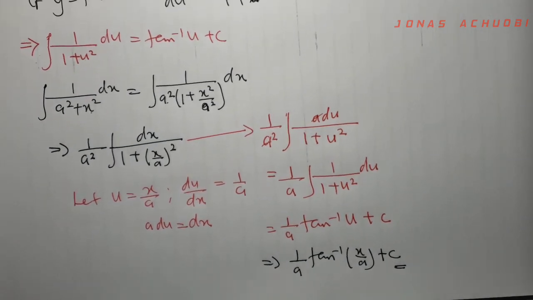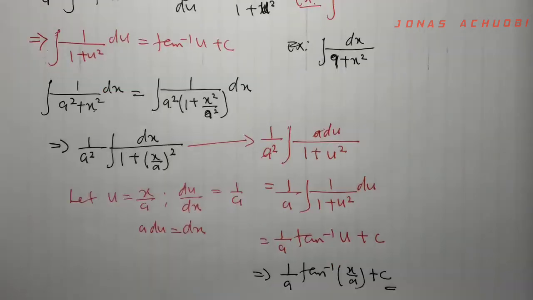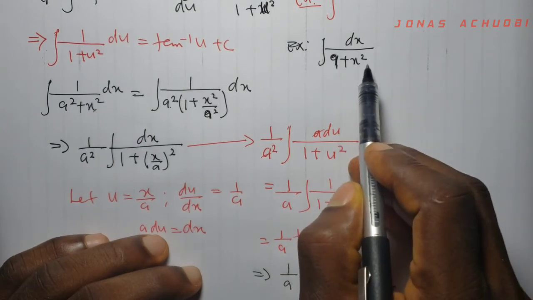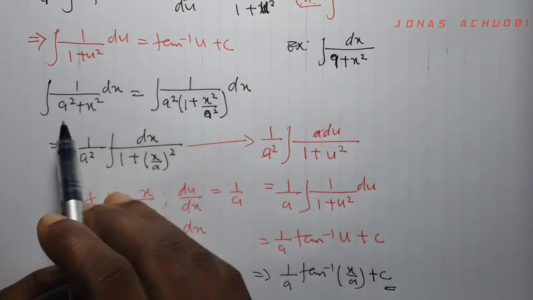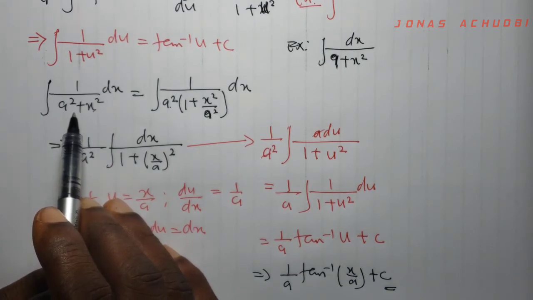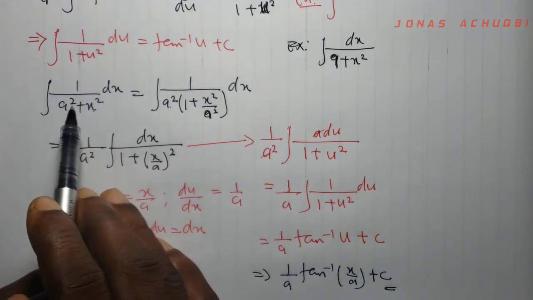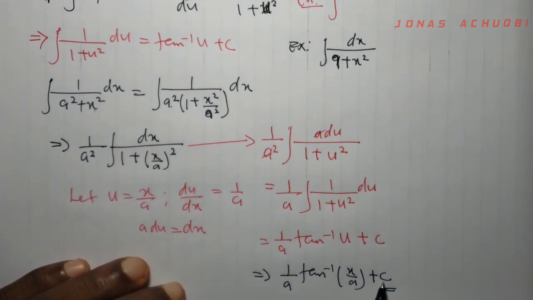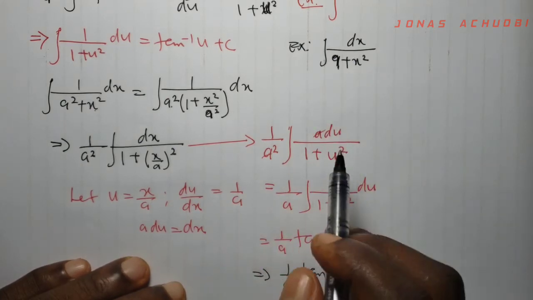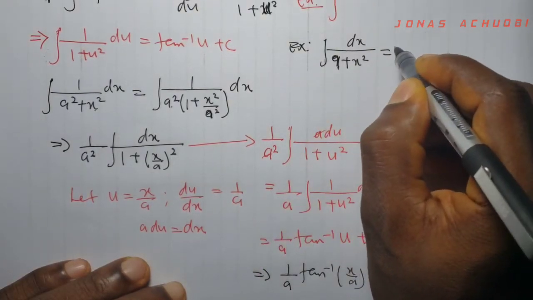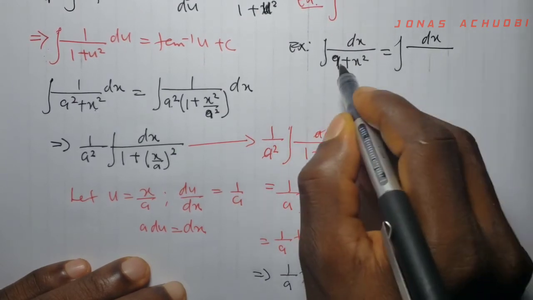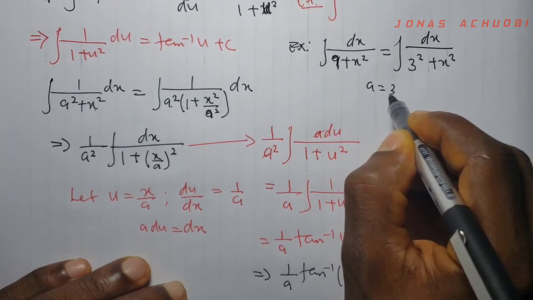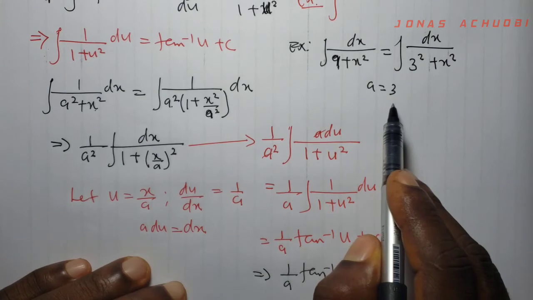Let us now take one or two examples to illustrate how to apply this formula directly. Example 1. We have to evaluate the integral of dx over 9 plus x squared. So we look at what we know already. We have already evaluated the fact that the integral of 1 over a squared plus x squared dx is 1 over a tan inverse of x over a plus c. So we must know what our a is here. Before we do that, we rearrange and write 9 as 3 squared plus x squared, so that a squared is 3 squared, so a is 3.